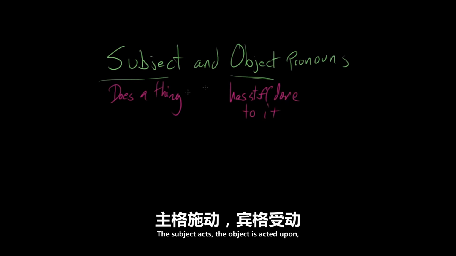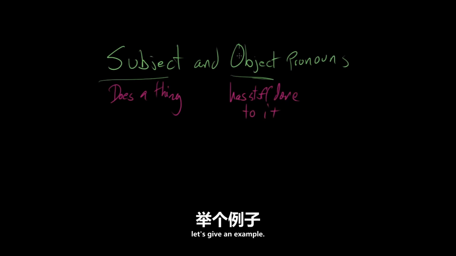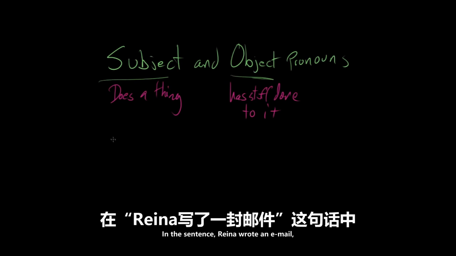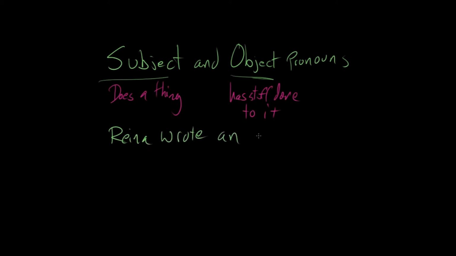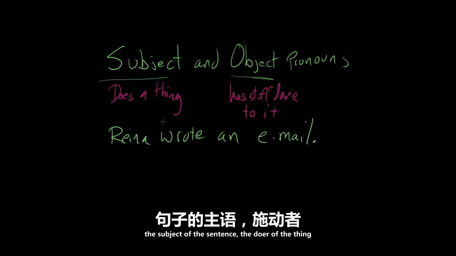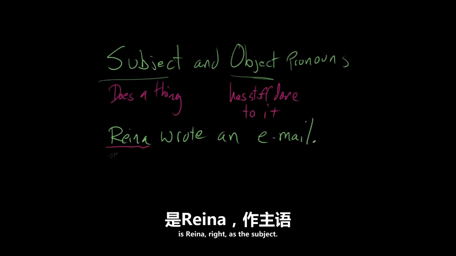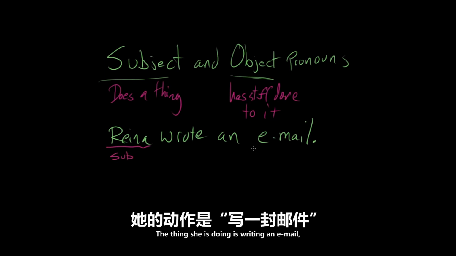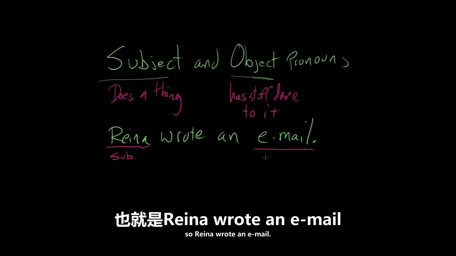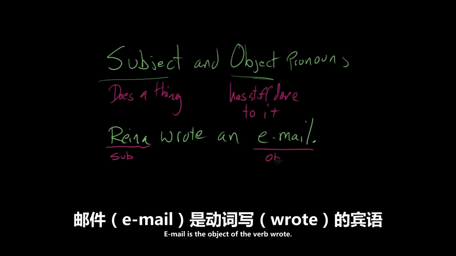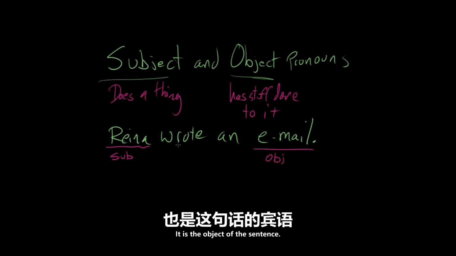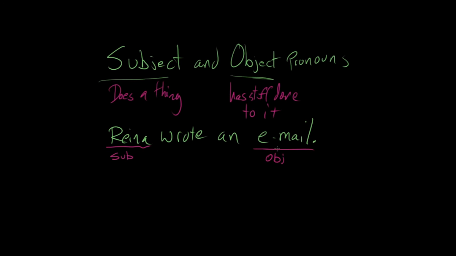So the subject acts, the object is acted upon. Let's give an example. So in the sentence, Raina wrote an email. The subject of the sentence, the doer of the thing, is Raina. Raina is the subject. The thing she is doing is writing an email. So Raina wrote an email. Email is the object of the verb wrote. It is the object of the sentence.